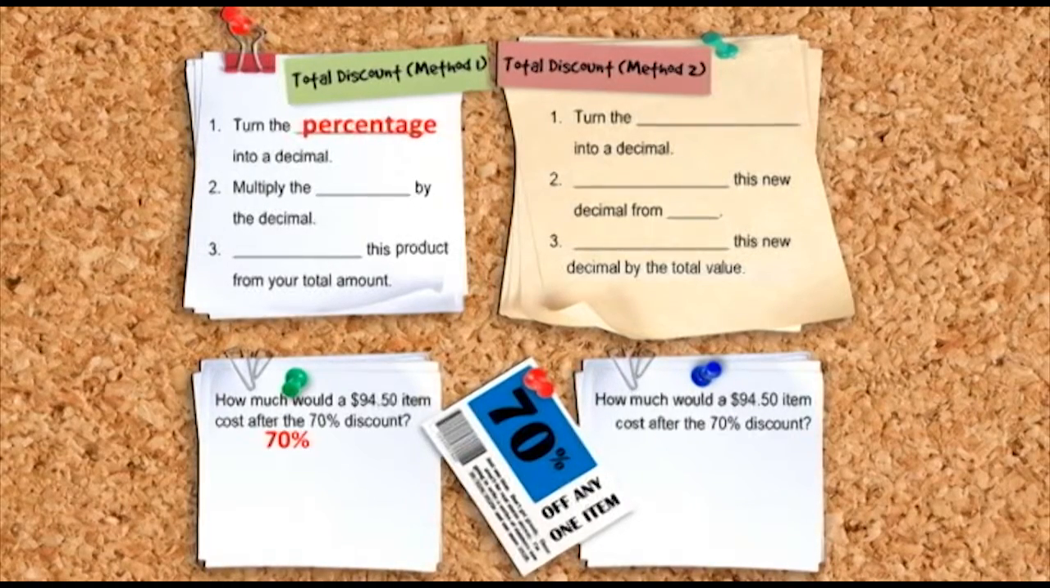So I'm going to take 70%, move that decimal over two places, get 0.7. Again, you can leave the zero, you don't need to. Next, I'm going to multiply the total by the decimal I just found. So my total is $94.50 times 0.7. Quick calculator moment, unless you're feeling brave.